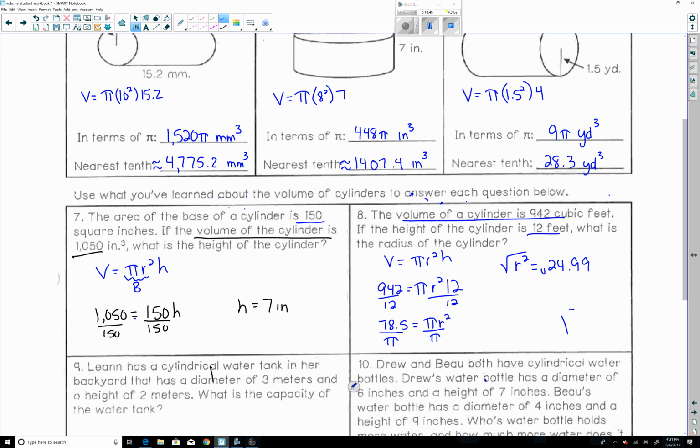Take the square root of both sides. So r squared, 24.987. I'm going to take this, use my second key, square root, 24.99, and I get 4.998999. I'm going to round that up to 5. So my radius here is 5 feet. Okay.